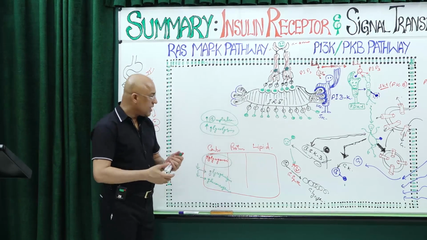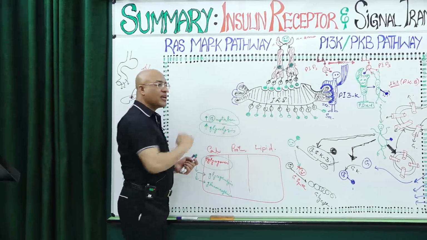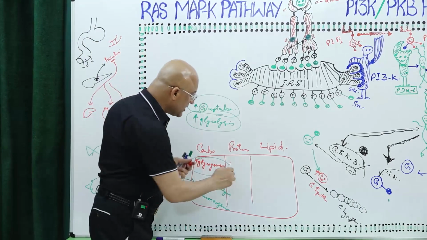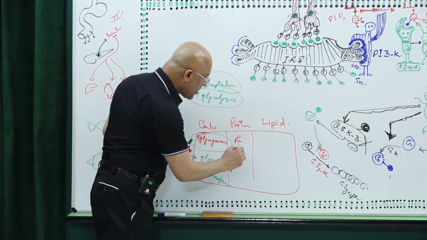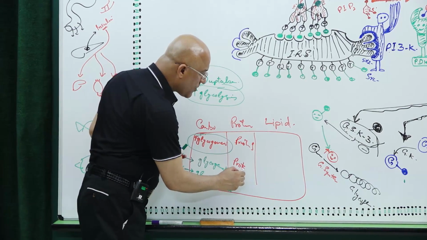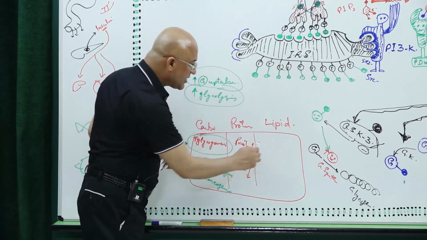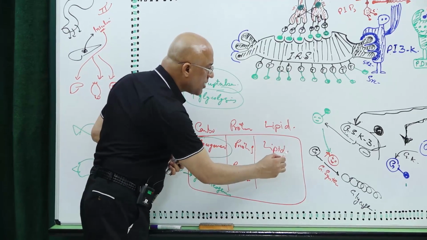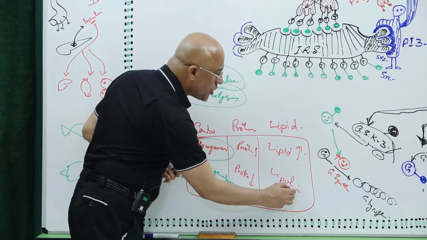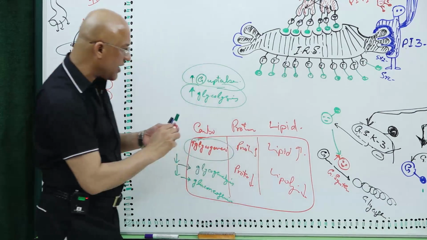Now we come to protein. What do you think if it is an anabolic hormone? Protein synthesis should go up and proteolysis should go down. In the same way, lipid synthesis should go up and lipid breakdown should go down. Lipolysis should go down. Now, how are these things achieved?